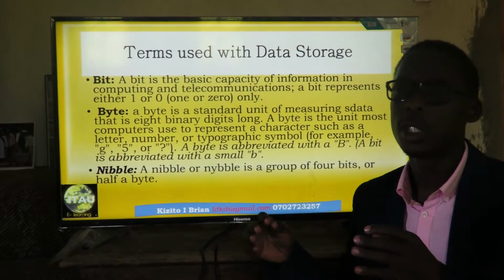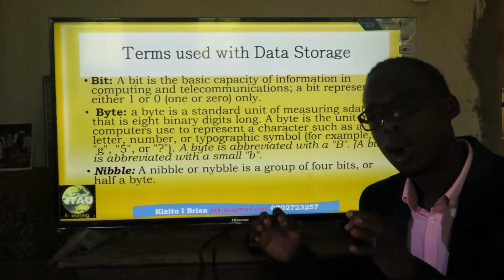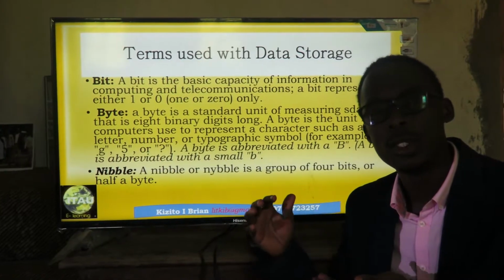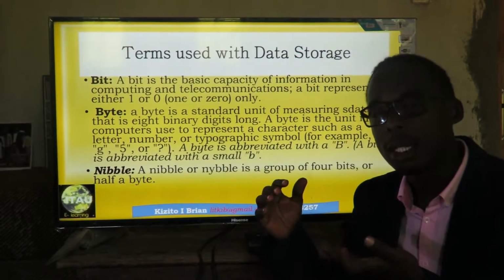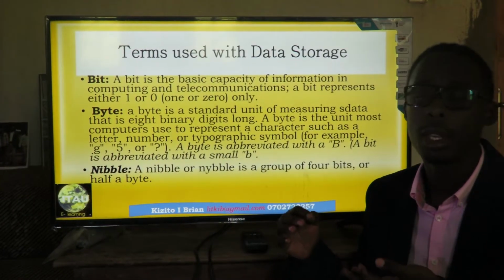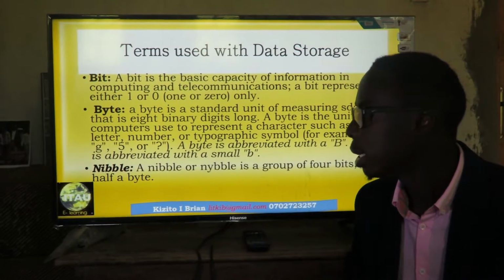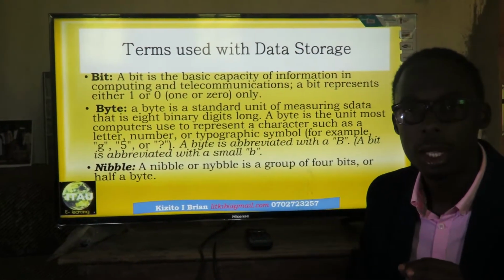A bit, now this one comes to storage. How is data stored? In which quantities is data stored? The bit is the smallest unit of storing data. A byte is the standard unit of measuring data.